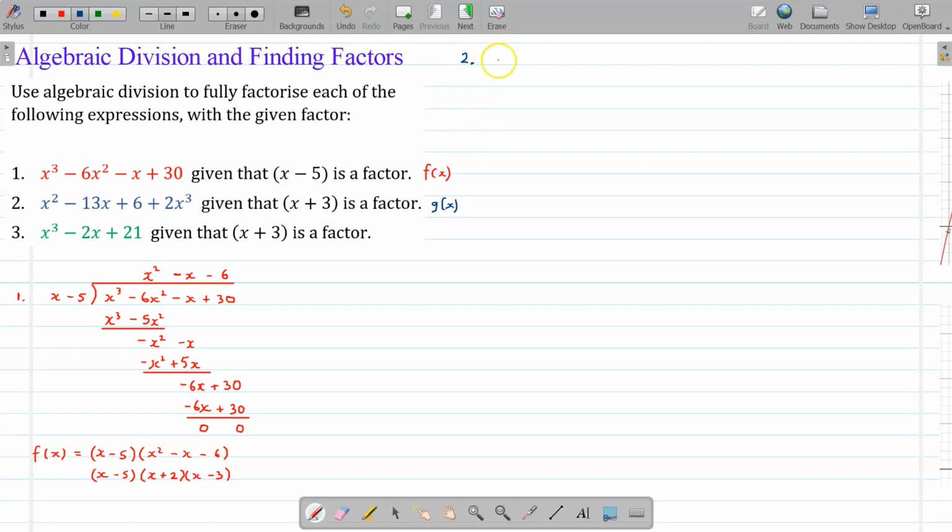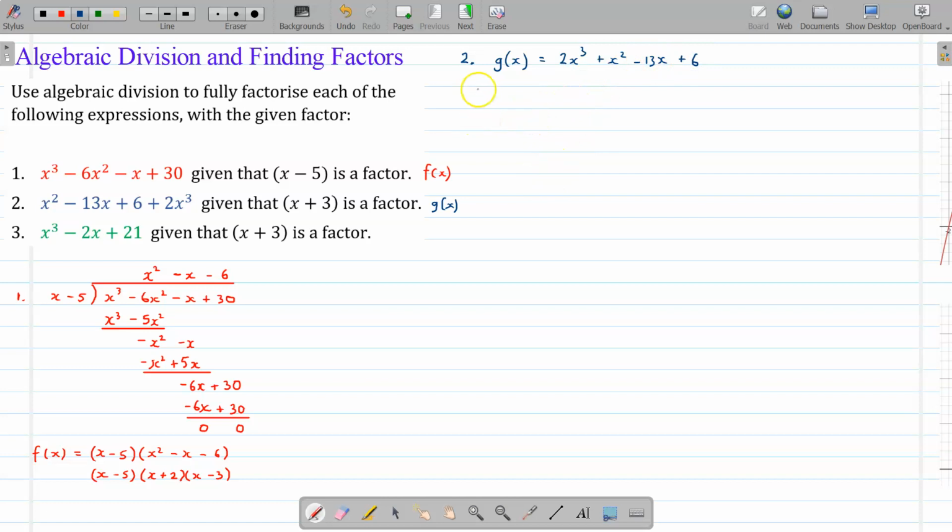And g of x, I'm going to rearrange rather to make x cubed at the front. So I've got 2x cubed. Then I have my x squared term. Okay, then my x term, and then the number on its own. And it's very important that you do that first before you proceed any further. Okay, now I can do the division.